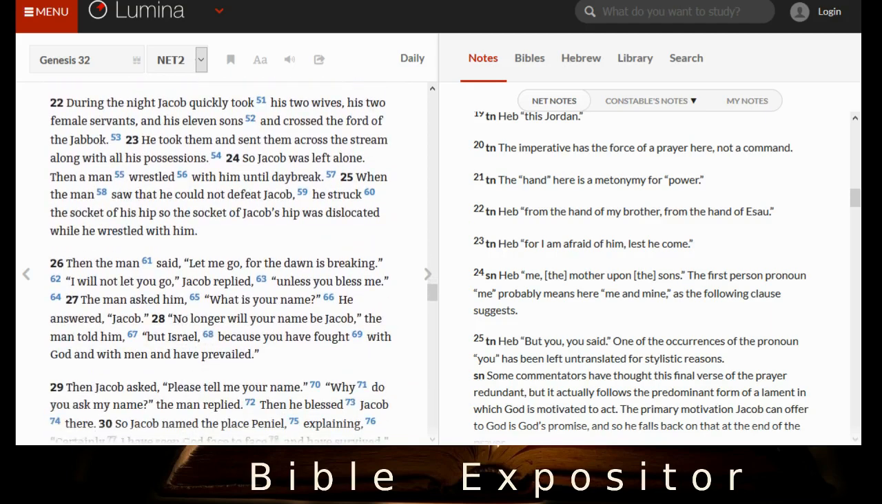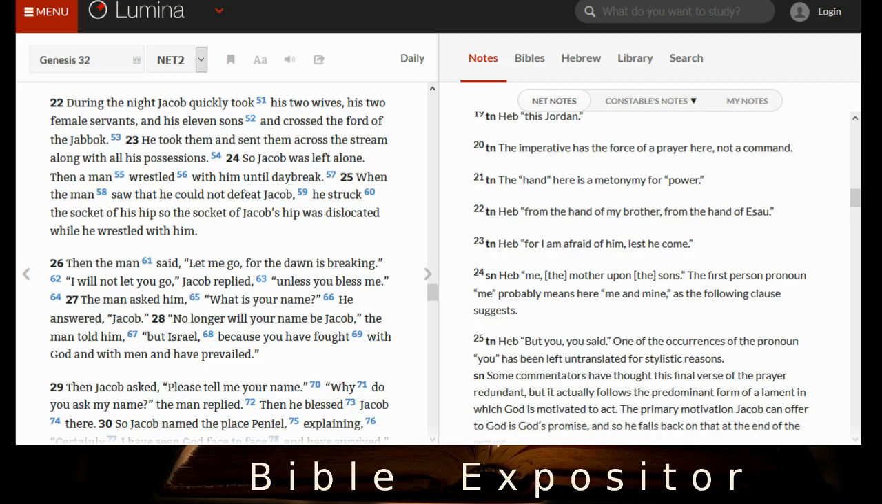So Jacob's alone, and this is where we find that very curious story about the fact that during the night some mysterious man comes to him and starts wrestling and fighting with him, and they wrestle all night long until almost daybreak, but the man couldn't win, so it was a stalemate. So he struck one of Jacob's hip sockets and dislocated it.